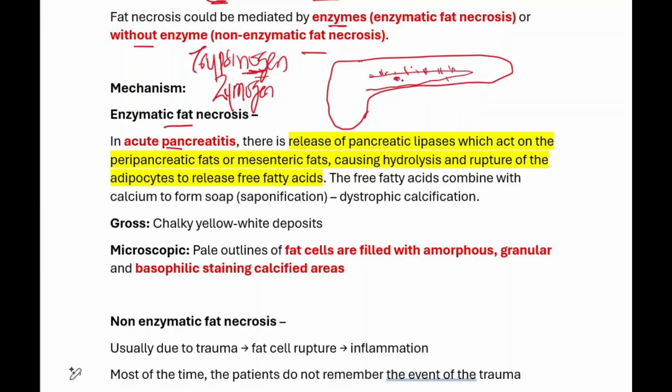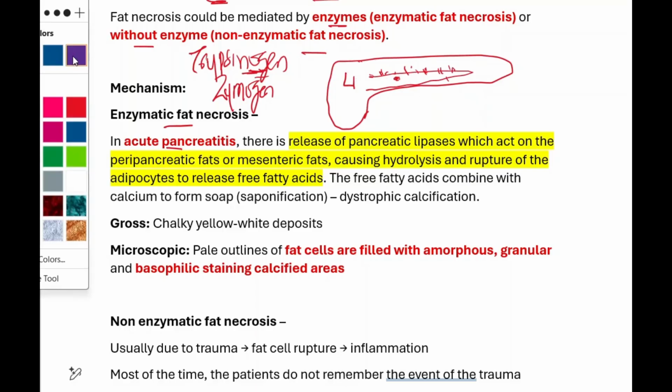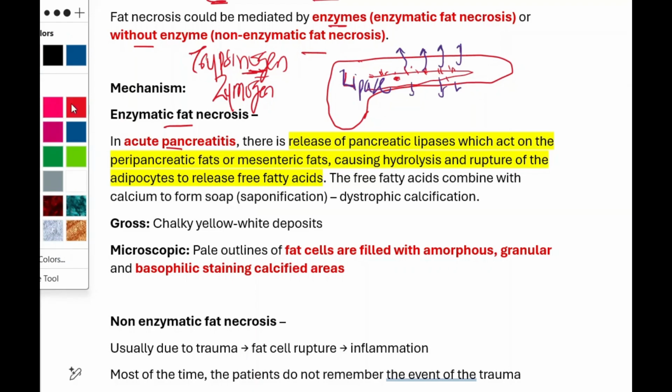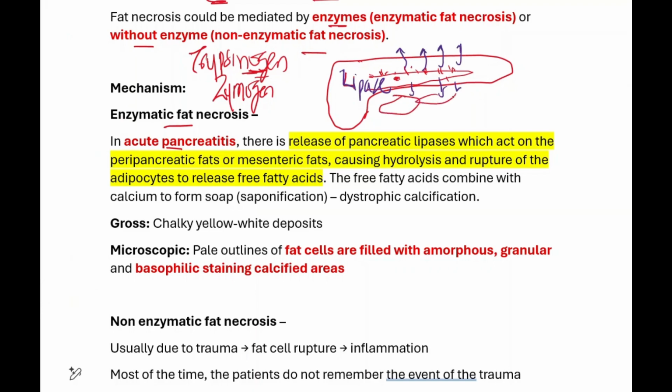Then the lipase, which is also produced by the pancreas, is going to be released into the surrounding tissue. As we know, surrounding the pancreas, we have some fats. We call them peripancreatic fats. So this lipase is going to start working on these peripancreatic fats.